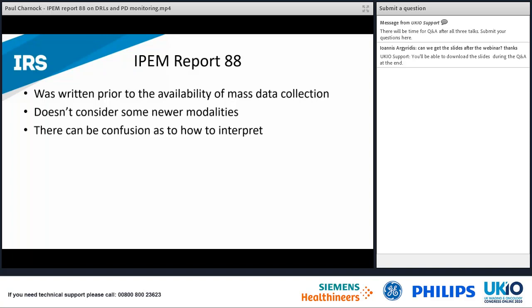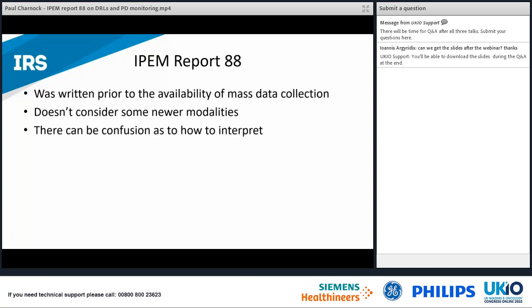The report doesn't consider some of the newer modalities, for example, hybrid imaging, and also some modalities that are mentioned, for example, interventional radiography, it suggests that it's not applicable to apply local DRLs to these types of imaging. There's also a little bit of confusion as to how to interpret the guidance. So all in all, we felt that it was a good opportunity to refresh this document, to update it to newer data collection techniques, newer modalities, and word things a little differently in order to help open it up to a newer audience.